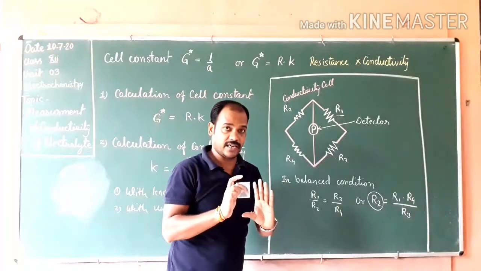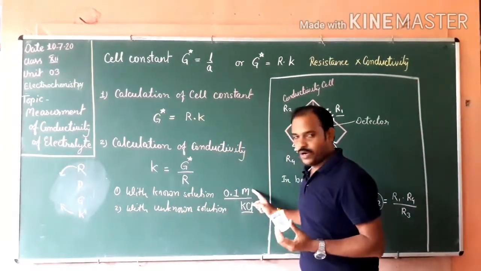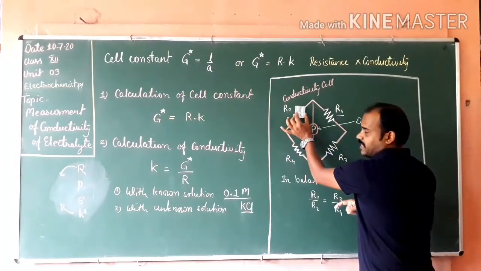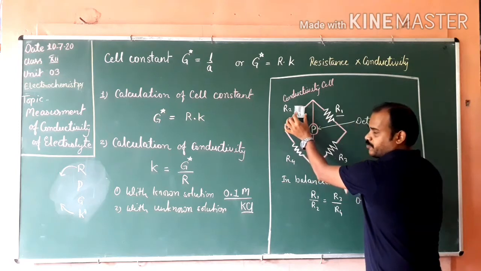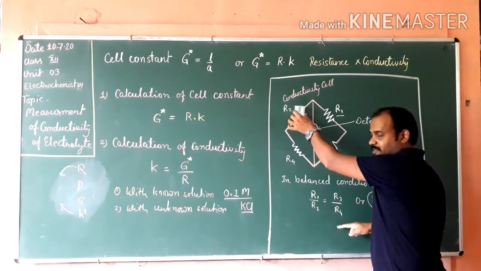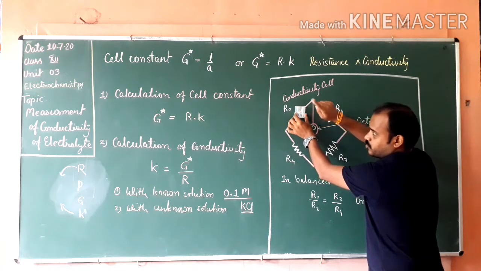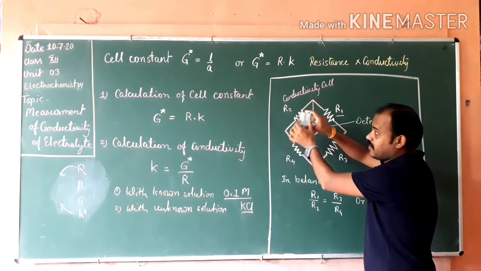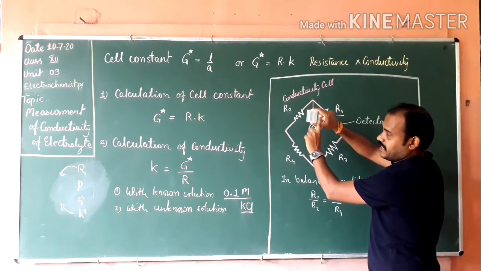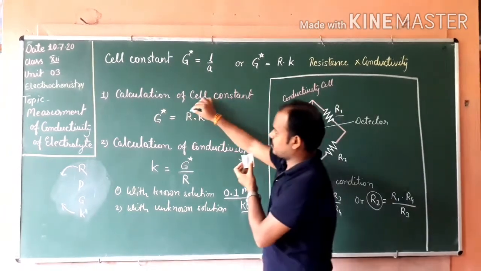So see what we have done here. First we take 0.1 molar KCl solution in this conductivity cell. Then we will place this conductivity cell here and we will find the balance point by using the detector. In the balanced condition the ratio is this. From this relation we can calculate the resistance of the solution which is filled in this conductivity cell. So this resistance is known as R.